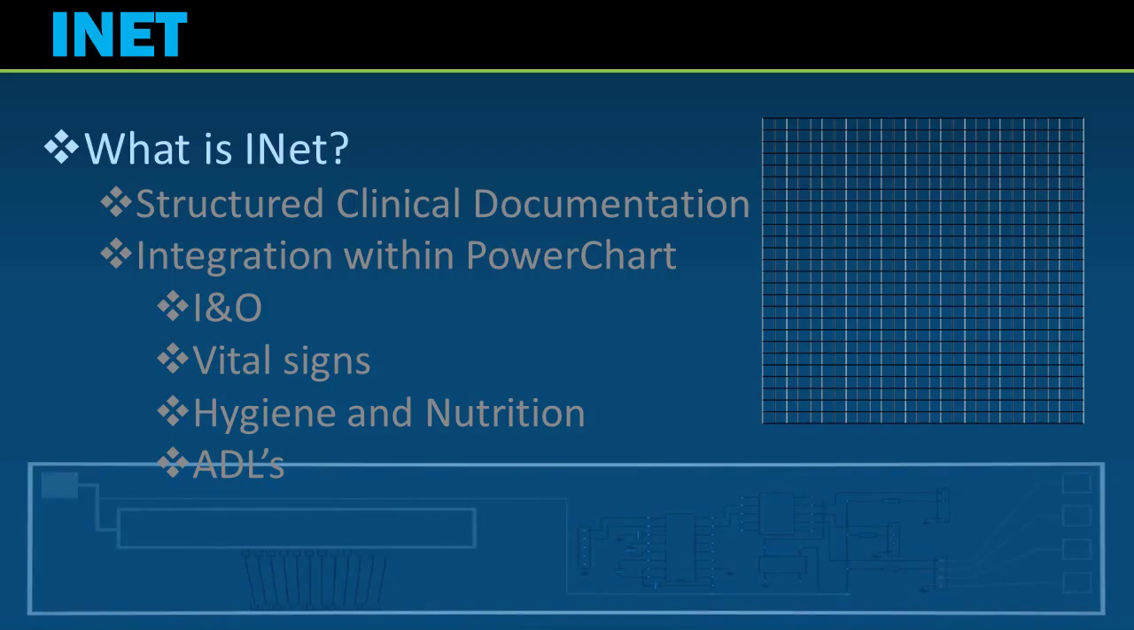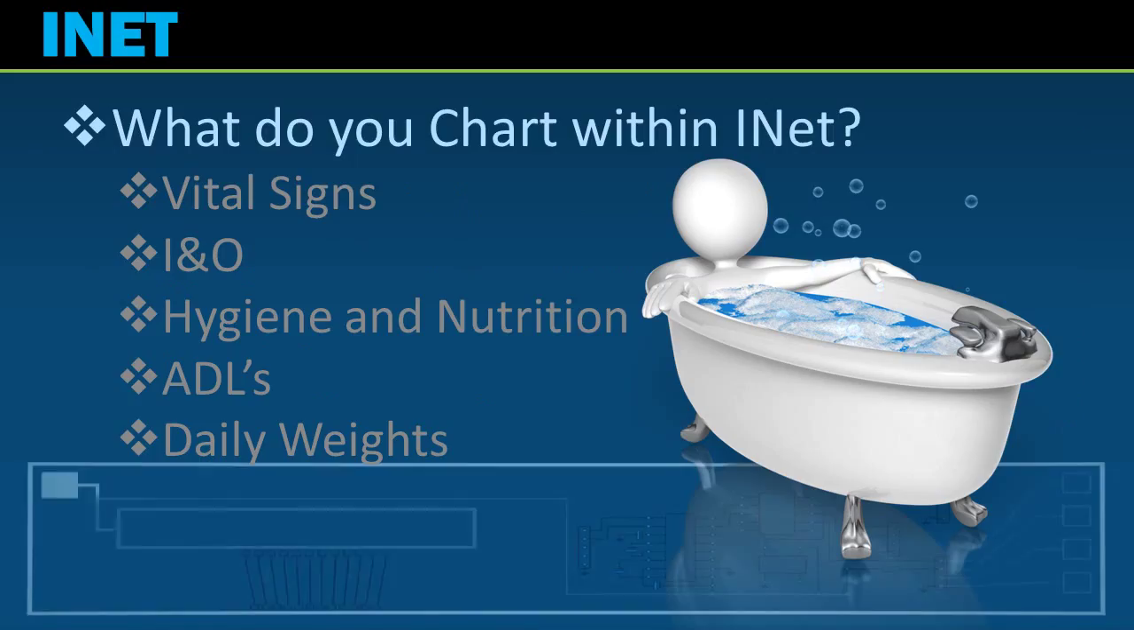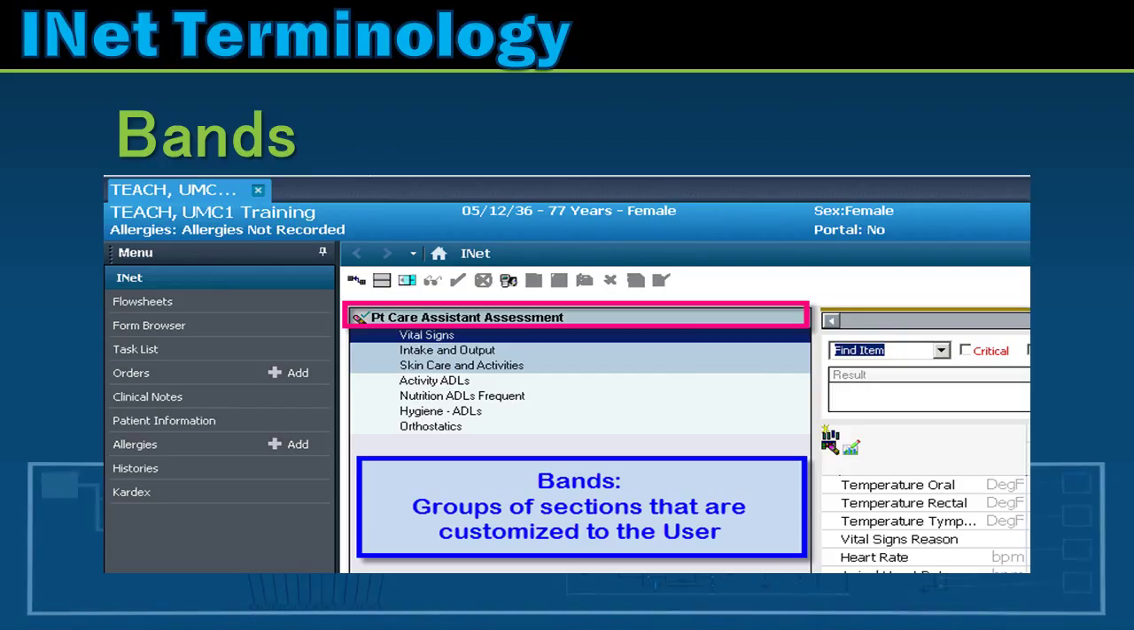So what is it? It's basically a structured clinical documentation system that allows you, the nurses use INET, you can chart I's and O's, vitals, hygiene, nutrition, activities of daily living, all sorts of information can be charted within INET. So things like your vital signs, your I's and O's, any hygiene or nutrition. If you bathe your patient, you can chart that in INET. If you weigh them, you can document the weight in INET. So it's very important that you understand how to use it so you can document within it.